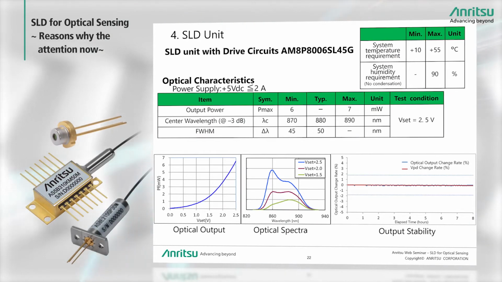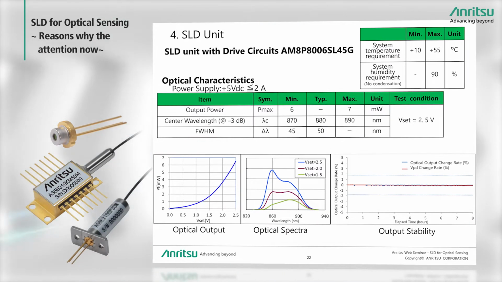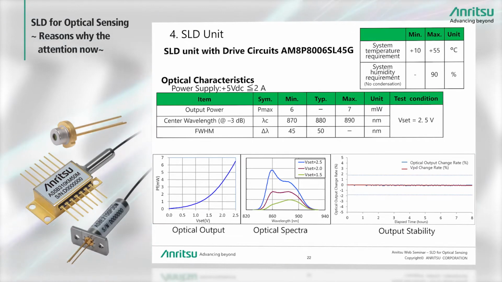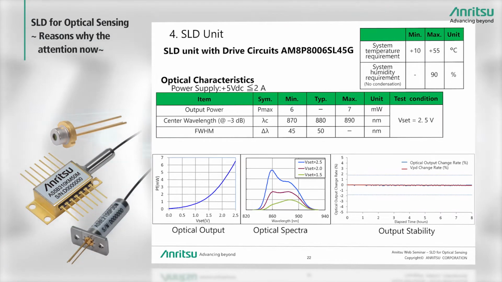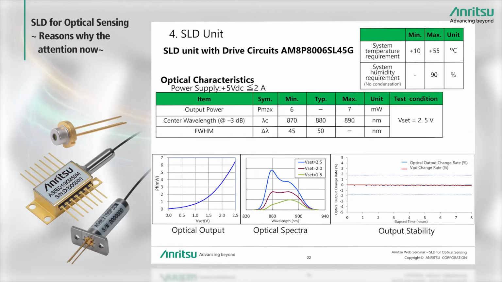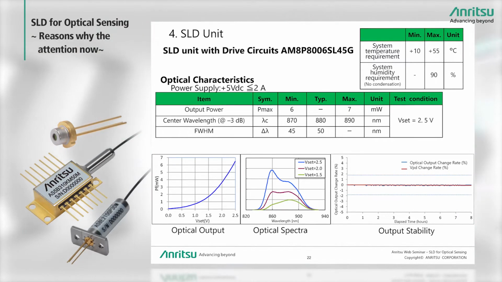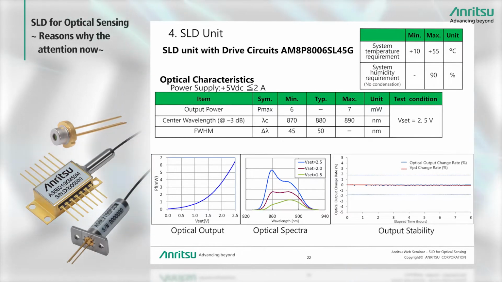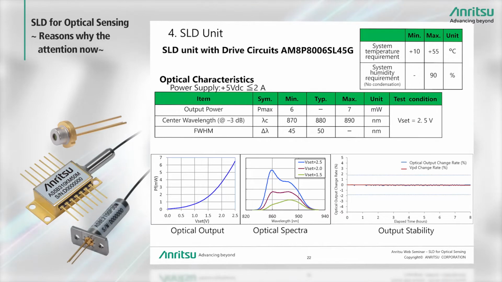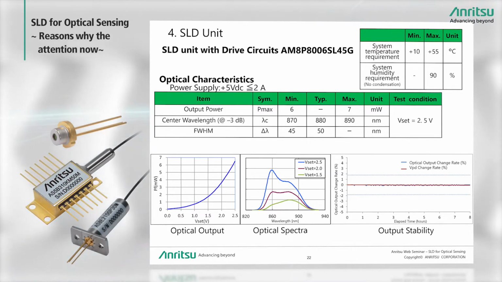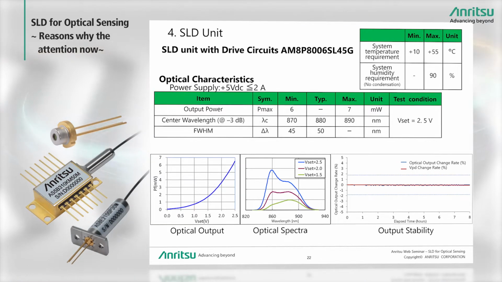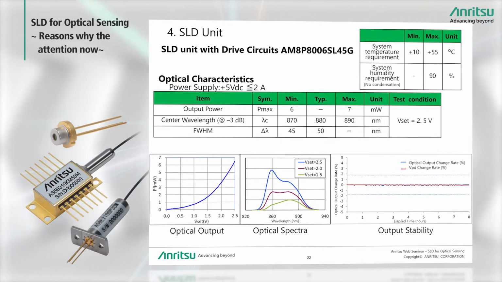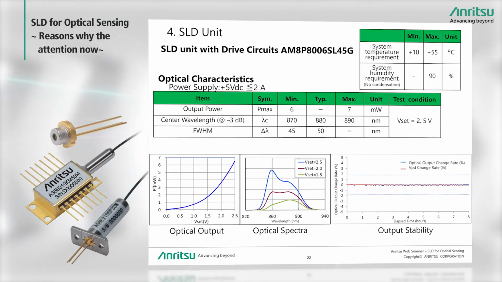Here are the characteristics of the unit operating on a 5 V DC voltage supply. This model has a wide spectral width of 50 nanometers as described previously. This is the output stability. In the graph on the right, the x-axis is time, and the y-axis is change in optical output, showing that the stability is extremely good with a change of less than 1% over 8 hours of operation in one day. The next slide shows some actual results using this SLD unit with driver circuit.